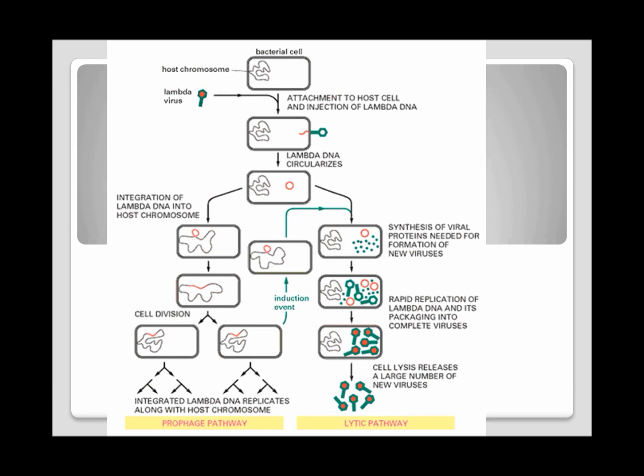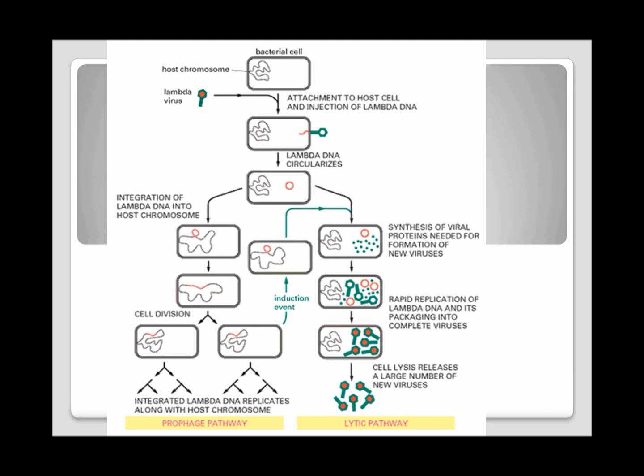There are two types of cell cycle that bacterial phage can undergo. There are lysogenic and lytic cycles. The beginning of the steps are the same for both cycles. The first step is attachment of bacterial phage on the wall of host cell. Then the recombinant DNA is circularized inside the host cell. Here comes the splitting of the pathway.